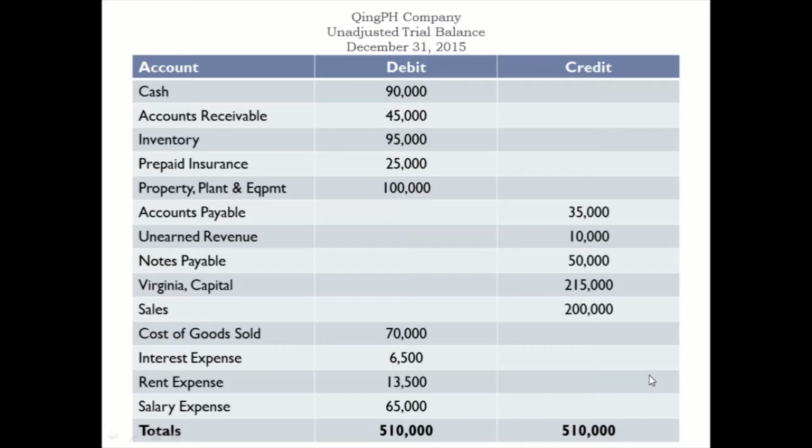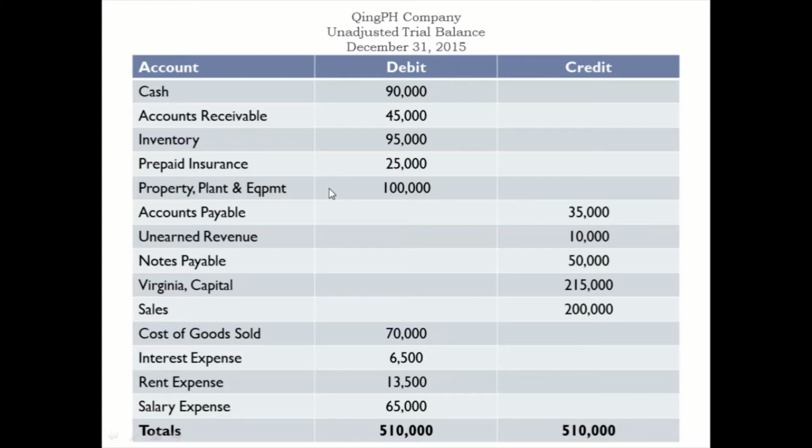So this is an example of an unadjusted trial balance for the King PH company. So as you can see, let us assume that all of these accounts are taken up from the ledger of the King PH company. And as you can notice, we have here a prepaid insurance worth 25,000. So we still do not know the history of that.